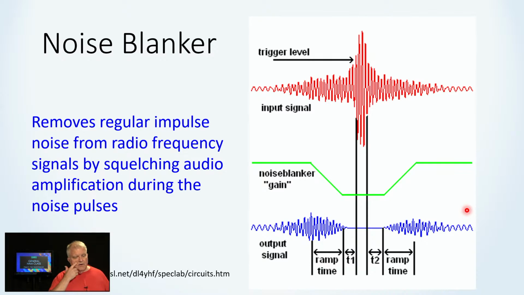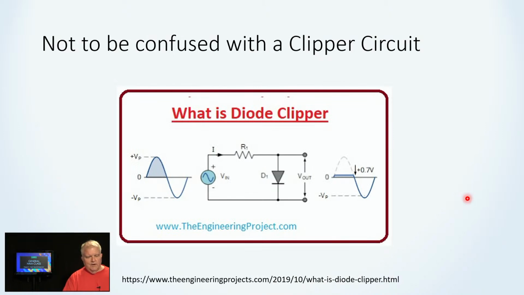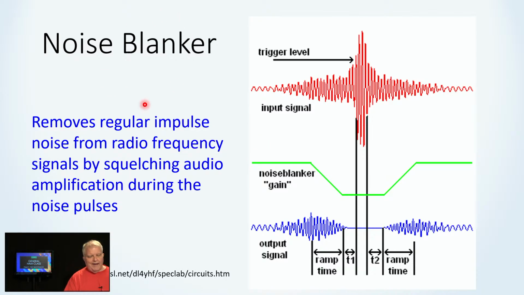A noise blanker, especially if you're using your radio mobile and you've got spark plug noise or pops and things like that, removes regular impulse noise by squelching audio amplification during the noise pulses. So it's not to be confused with a clipper circuit. This is a diode clipper, which actually clamps signals to a certain level. This wouldn't be useful. It actually adds distortion. What you want is the noise blanker, which is an active circuit that actually uses the squelch circuit to get rid of the noise.